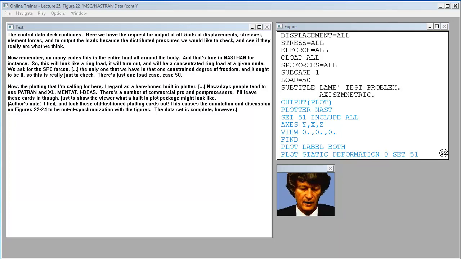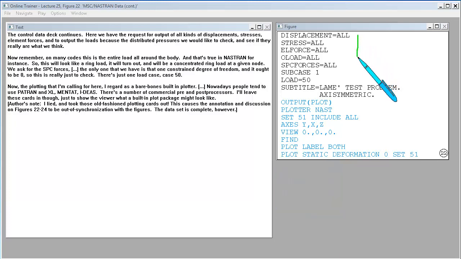The control data deck continues. Here we have the request for output of all kinds of displacements, stresses, element forces, and to output the loads, because the distributed pressures we would like to check and see if they really are what we think. Now remember, on many codes, this is the entire load all around the body, and that's true in Nastran, for instance. So this will look like a ring load, it will turn out, and will be a concentrated ring load at a given node. We ask for the SPC forces.